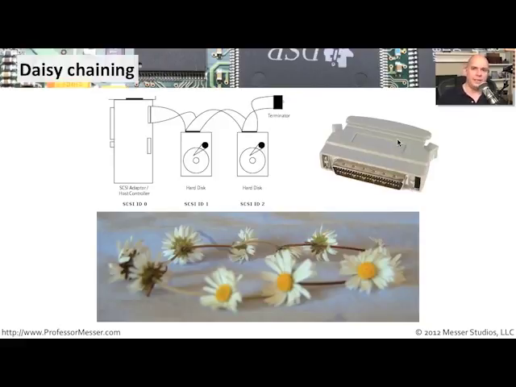That term daisy chain actually came from this idea of taking daisies and connecting them to each other, and you could wear them as bracelets or wear them on your head. And that same daisy chaining was how we came up with this idea of plugging in all of these devices one to the other to create that chain of devices.